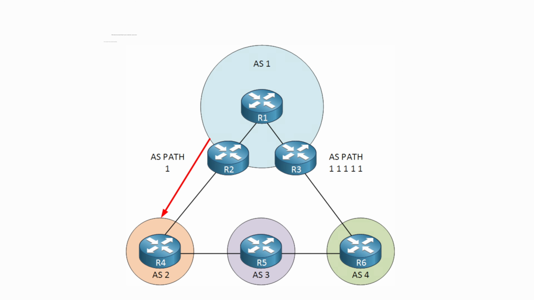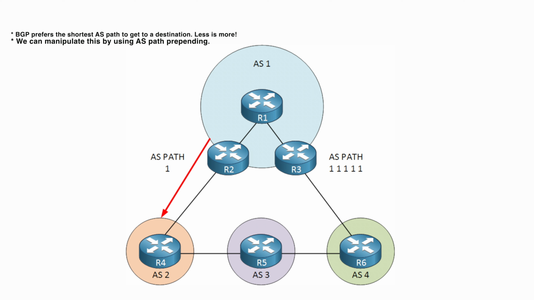All right, so here's a picture. We're going to focus on AS1, which involves router 1, router 2, and router 3. Let's say router 1 wants to reach a destination that resides on router 4. Router 1 is going to verify its BGP routing table and see how many AS paths it has to go across to reach a destination that resides on router 4.